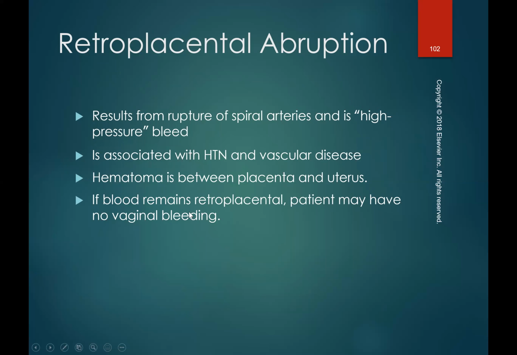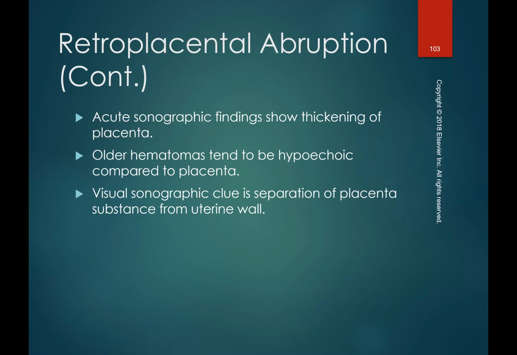Retroplacental abruption results from the rupture of spiral arteries and is a high pressure bleed. It's associated with hypertension and vascular disease, and a hematoma is seen between the placenta and the uterus. If blood remains retroplacental, patients may not have any vaginal bleeding, but they could have pain. Acute sonographic findings show thickening of the placenta, and older hematomas tend to be hypoechoic compared to the placenta.